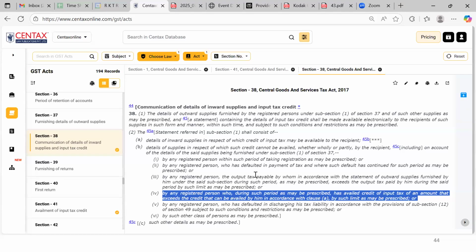Sir, here, as you said, this condition is not applicable if we are taking the ITC as per 2B. But as of now, table 4 is not frozen. So the taxpayer can amend table 4 of the GSTR 3B. Even though the ITC is auto-populated from the IMS to 2B, and 2B to 3B, the taxpayer can modify it. Because of the modification allowed, this condition may be applicable. Once they freeze table 4, this condition will not be applicable at all.